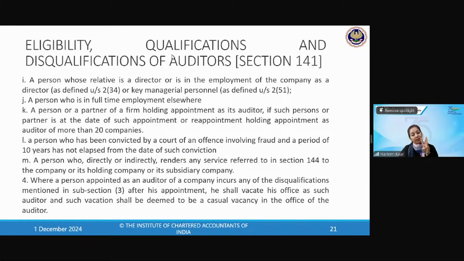But if there are 4 partners, A, B, C, D, each individual can have audit of 20 companies. So how many? Very good, Swati. How many companies can we audit together? So 4 partners, 4 into 20, 80 companies. We can do the audit of 80 companies. On the basis of the same, let's do a very, very interesting case study from the study material, which I want to do with you.